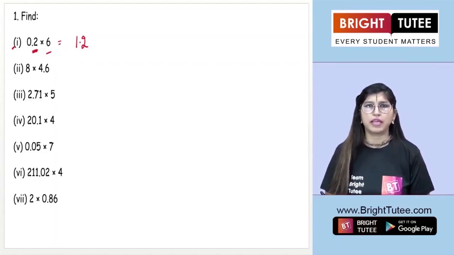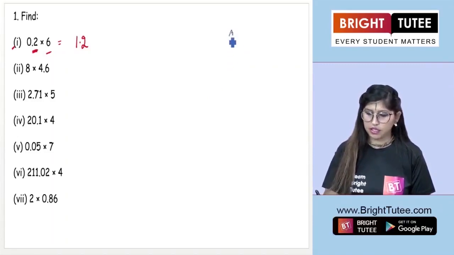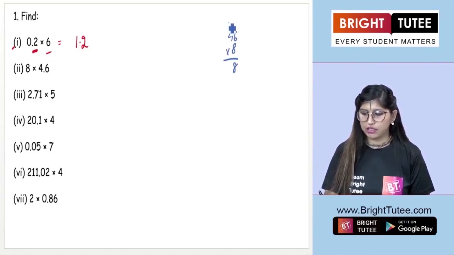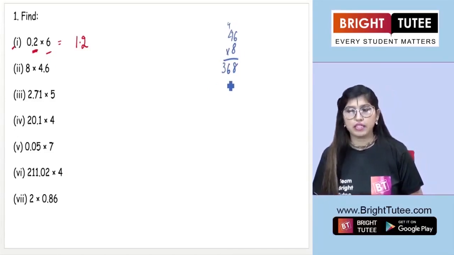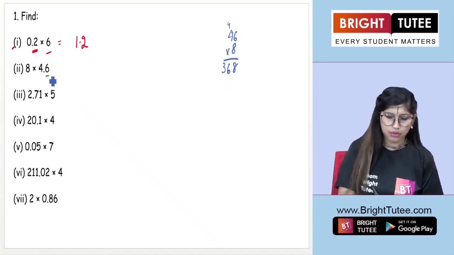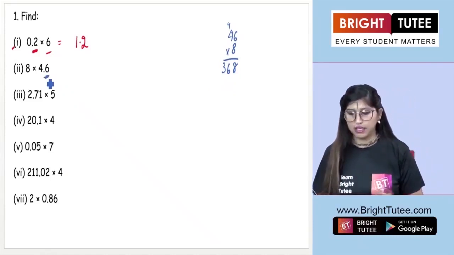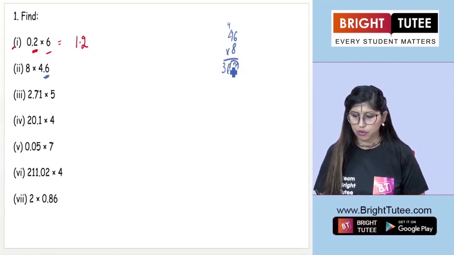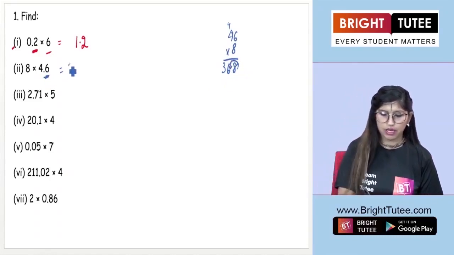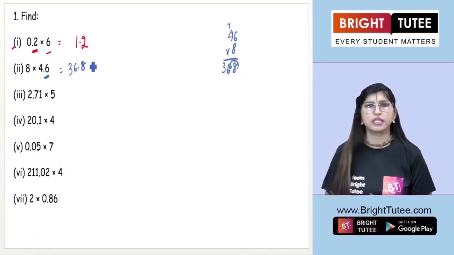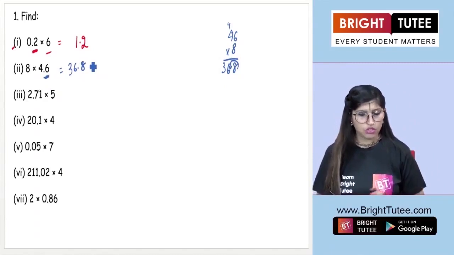Again, we'll be multiplying 8 and 46 as they are. So 46 times 8: 6 times 8 is 48. 32 plus 4 is 36. So we are getting 368. But again, we'll be shifting only one place to the left. So from here we'll be shifting one place to the left. So we'll be getting 36.8.